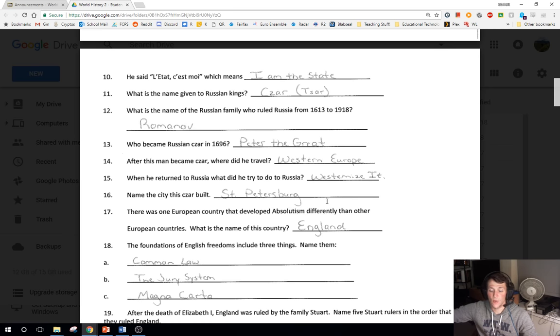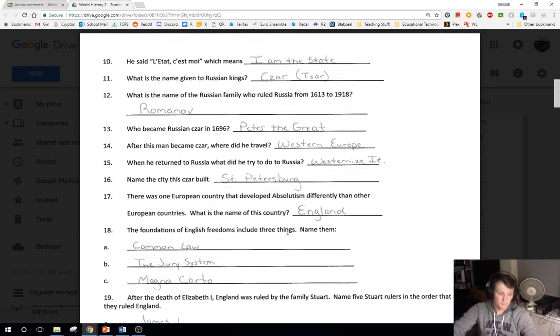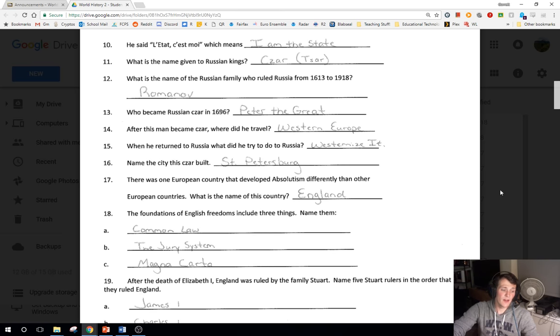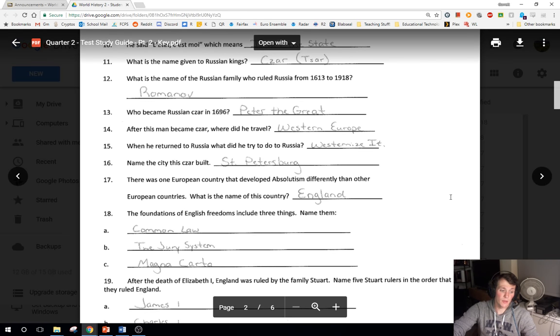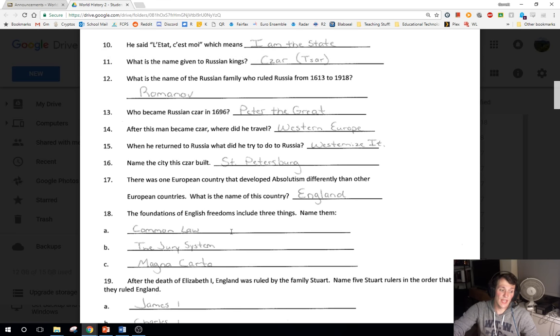So there's not quite an absolute monarchy in England after this, and the nobles are going to be drawing power from the king, and you're going to have this struggle of kings trying to take more power and nobles trying to take more power for a long time here. But anyway, the foundation of these English freedoms are going to come from this Magna Carta in many cases, and you're going to get this common law that's going to be established as a result, and also a jury system, which is a big deal, right?